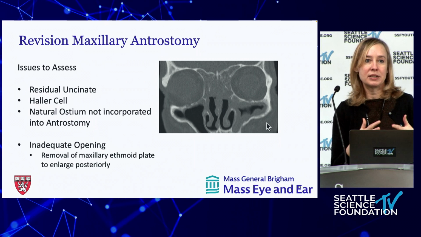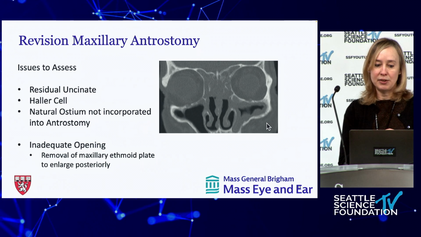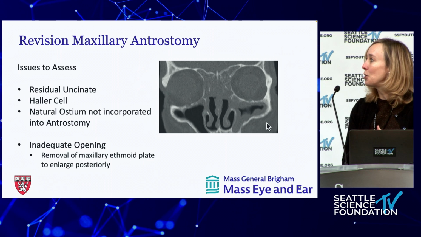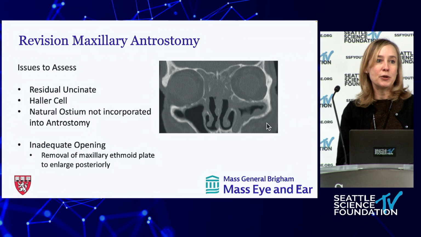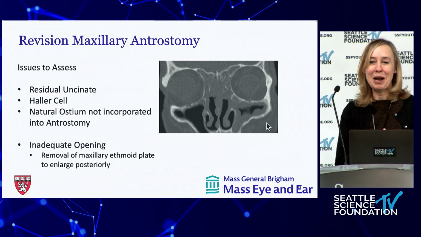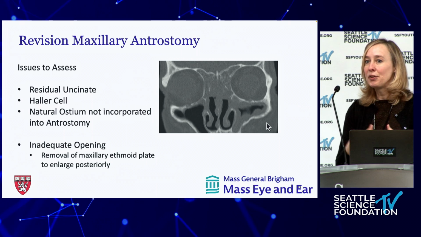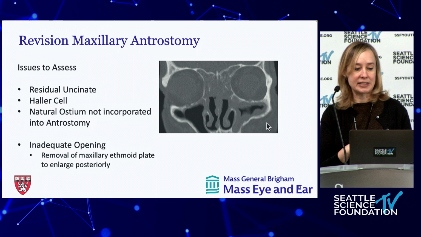So I think one of the most common things that we typically see is that there's either residual uncinate or the natural ostium is not incorporated into the antrostomy. So you have recirculation. So this is something that, if you identify the ostium at the time of the original surgery, the likelihood of that happening is extremely low. There are a lot of other reasons that you might have issues with failure of maxillary sinus disease.